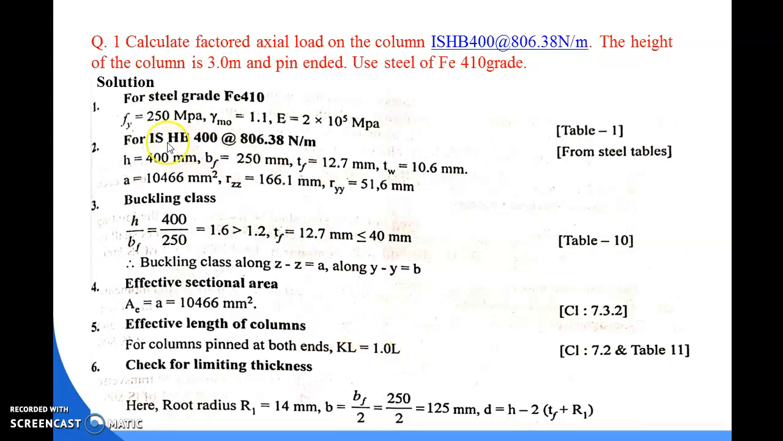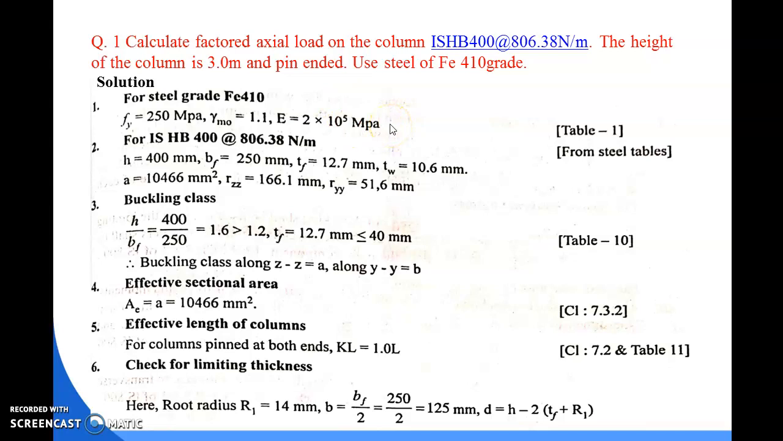Then we have to assume the Fy value that we know. For Fe410, the Fy value is 250 megapascal, and gamma m0 we know is 1.10 from table number 5. Then Young's modulus, that is E, is equal to 2 into 10 to the power 5 megapascal.